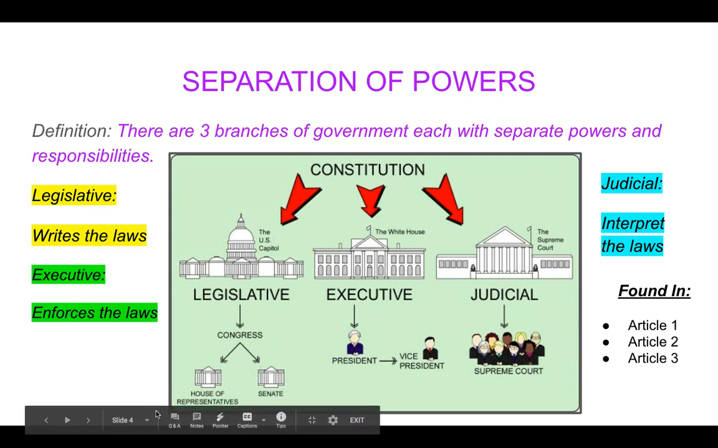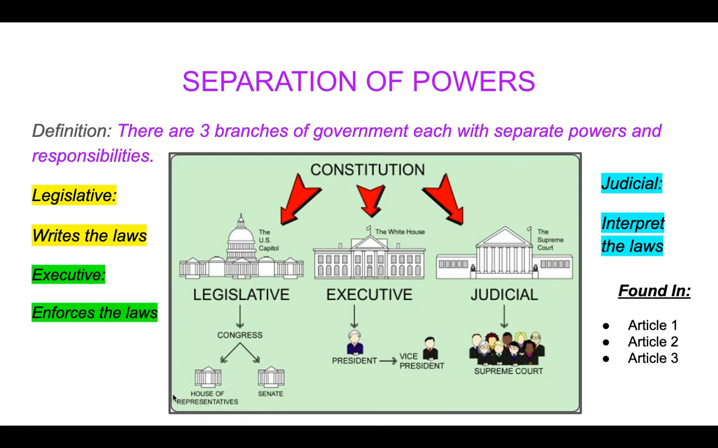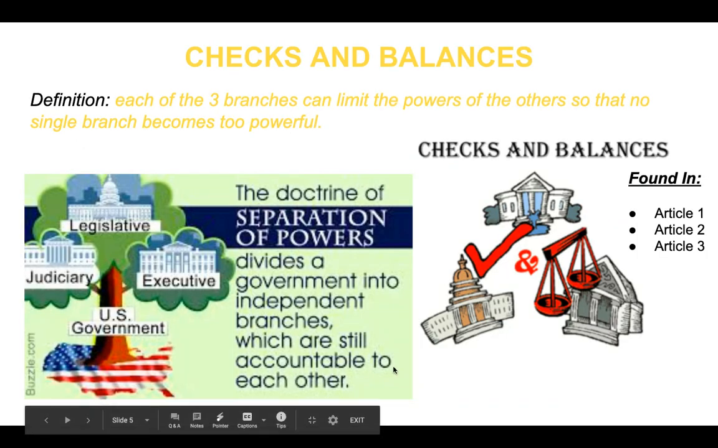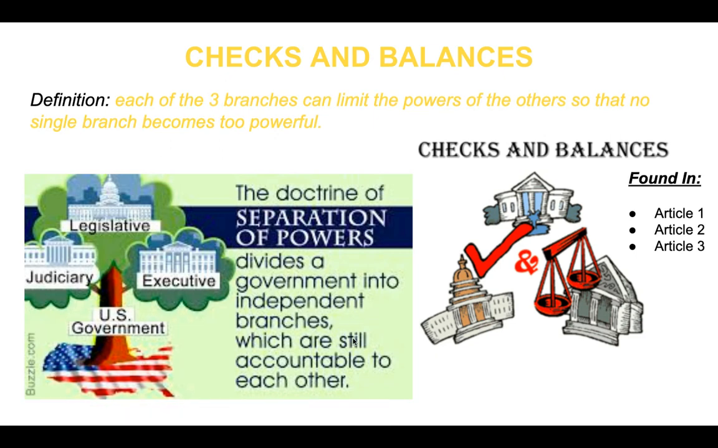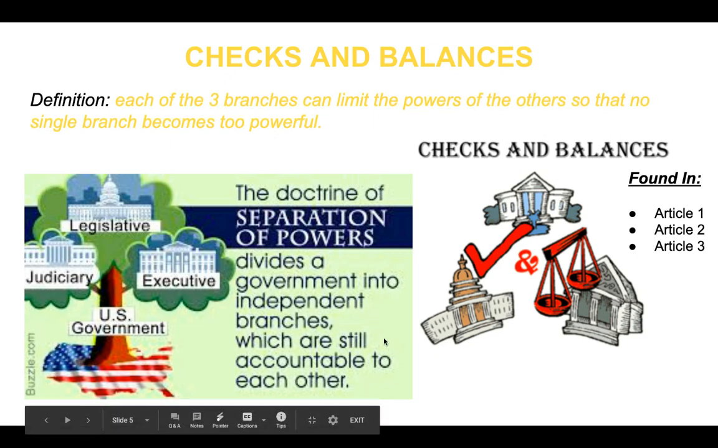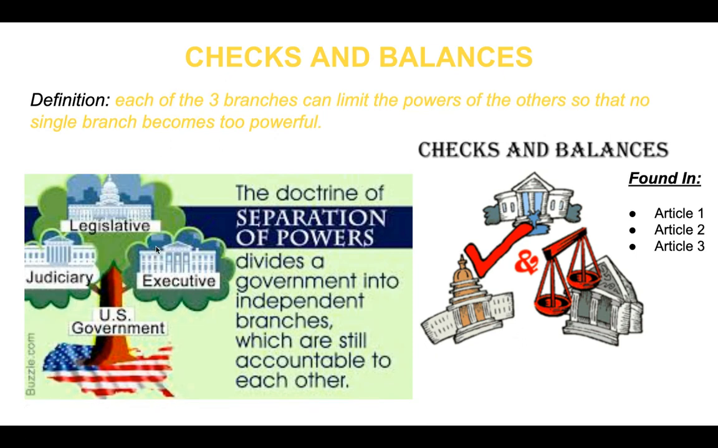So here's the next thing that we're going to talk about. That brings us to checks and balances. We have separation of powers, which divided us into 3 independent branches. This piece, which are accountable to each other, that's the checks and balances part. It's found in Articles 1, 2, and 3 that set up the 3 branches. So our U.S. government kind of looks like this. We have these 3 parts.